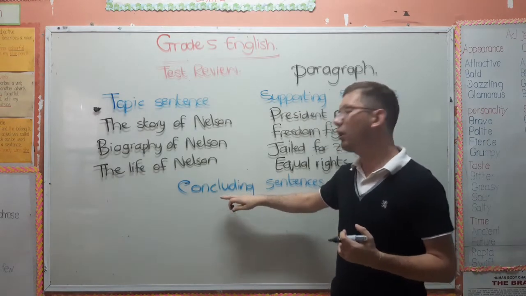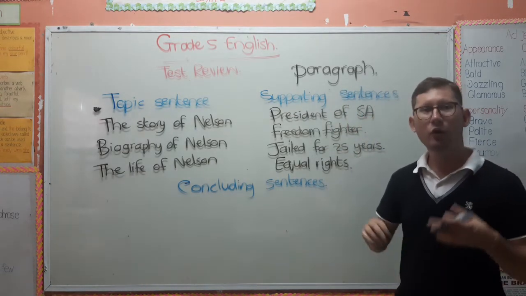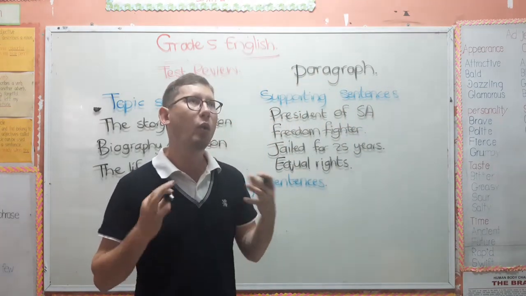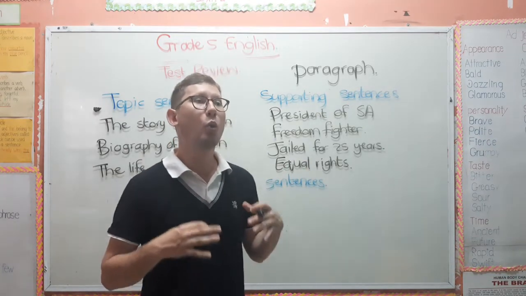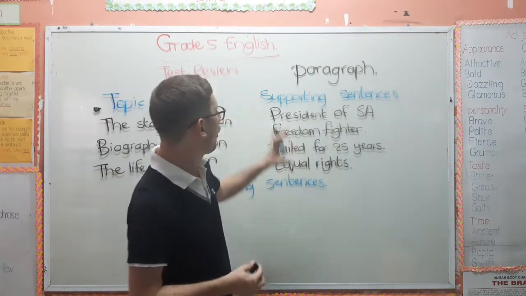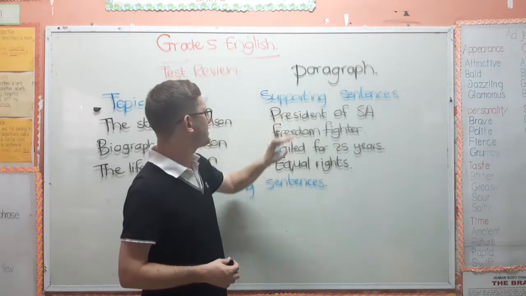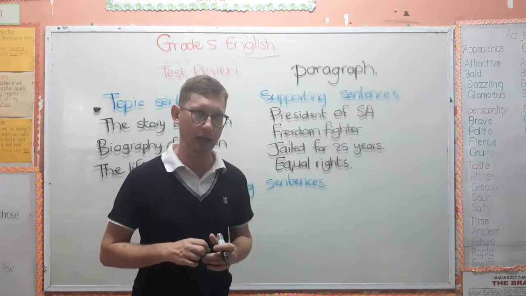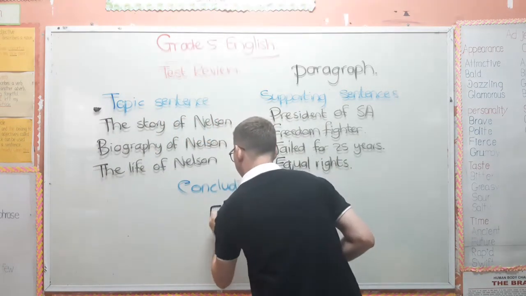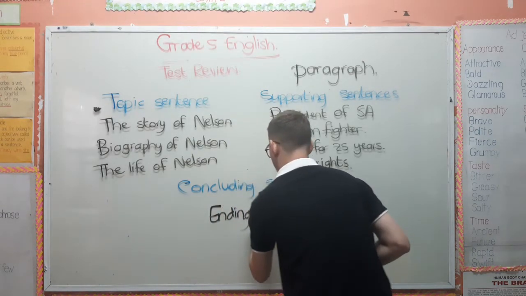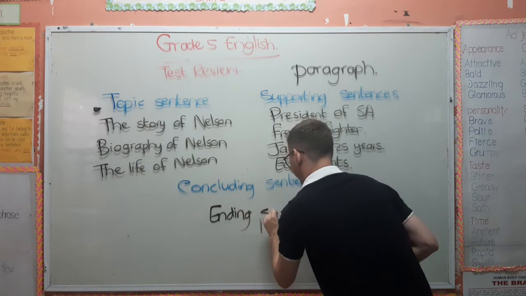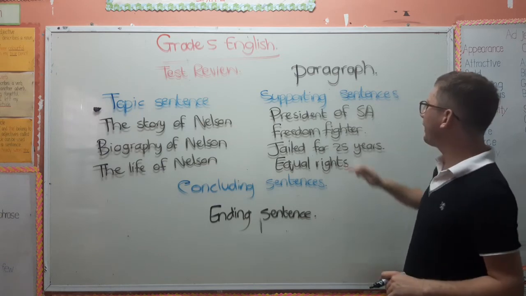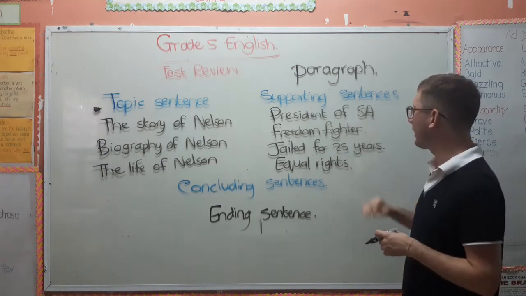So now we're coming to the concluding sentences. The concluding sentence is normally the ending of the paragraph. What was the conclusion? Meaning, what was the outcome of his presidency, freedom fighter, 25 years, equal rights? What happened at the end? So this is normally your ending sentence. For example, he's a freedom fighter. He was jailed for 25 years. He will have equal rights.